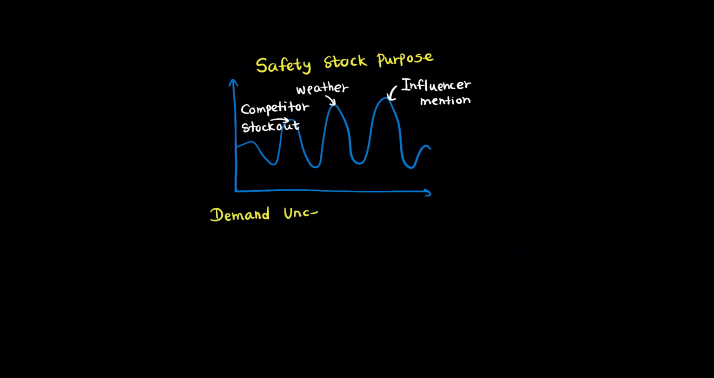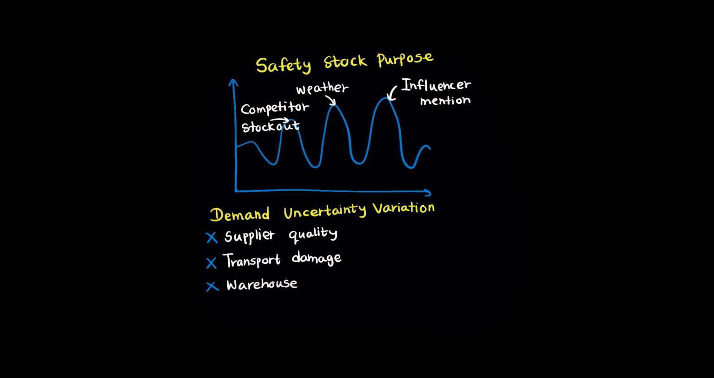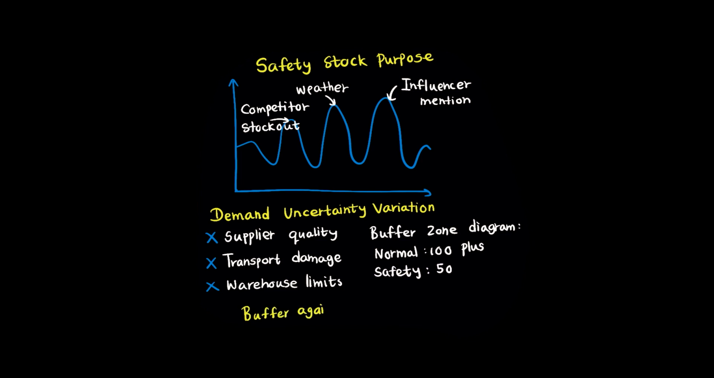Safety stock specifically addresses demand uncertainty variations, the gap between what you expect and what actually happens. It's not about supplier quality, transportation damage, or warehouse capacity. When you typically sell 100 units but occasionally see spikes to 150, that extra 50 units prevents stockouts. It buffers against the inherent uncertainty in predicting customer demand.